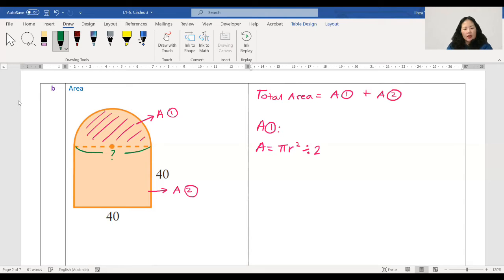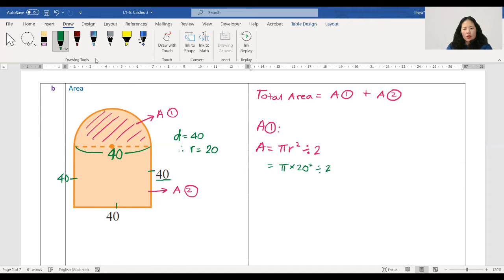Now have a look at the area 2 shape here. All four sides are equal. This is a square, so this is actually 40 as well. Okay, so my diameter is 40. Therefore, my radius will be half of the diameter. It will be 20. So instead of r squared, I'm going to go 20 squared divided by 2.